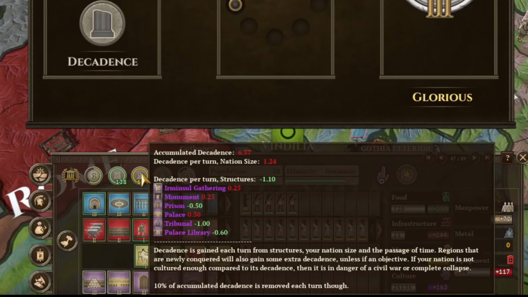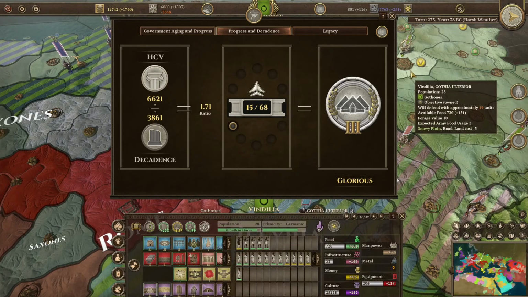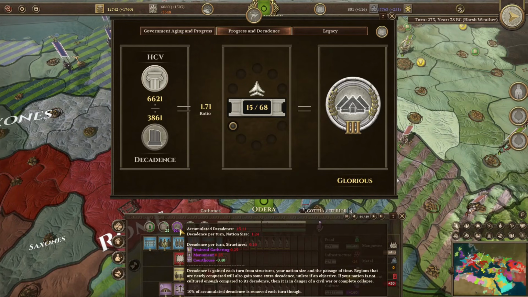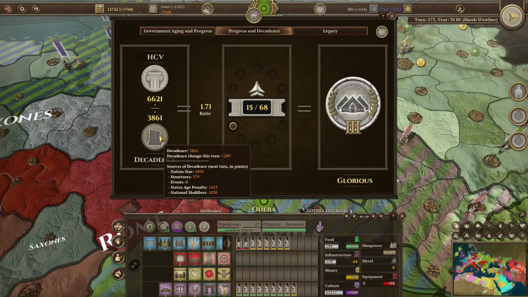So in the next 10 rounds, my decadence will decrease to 1.14, which is really a low value. But this is my capital here, and this is late game. Here is a much worse situation. Still, here the decadence will be around 13, so it will not fluctuate too much. So you know how the decadence from structures is computed and how the decadence from nation size is calculated.